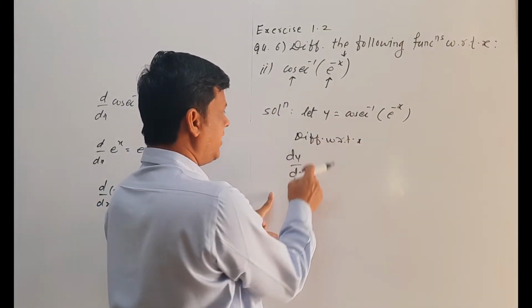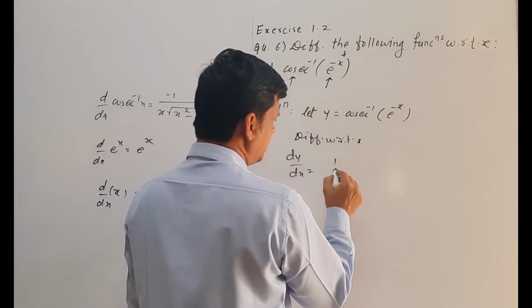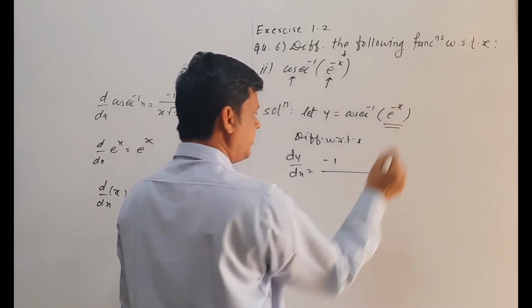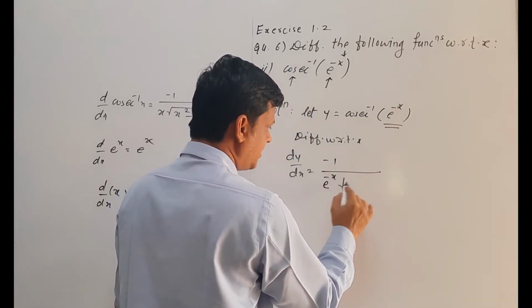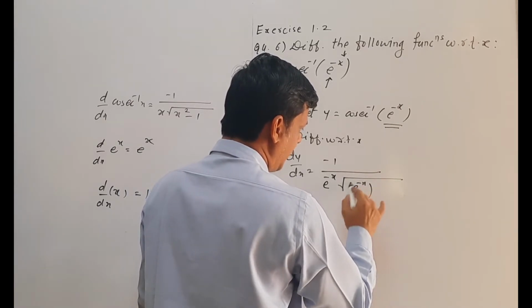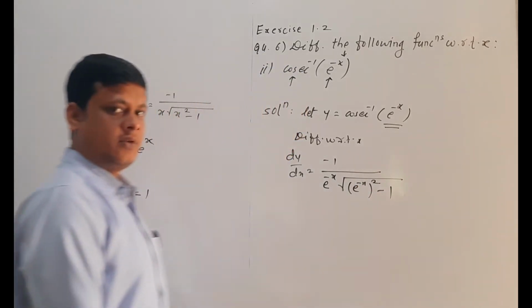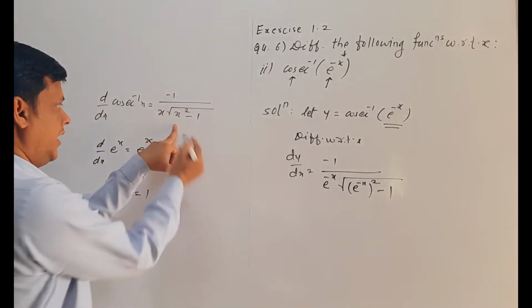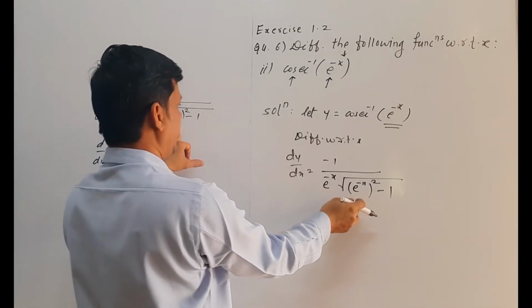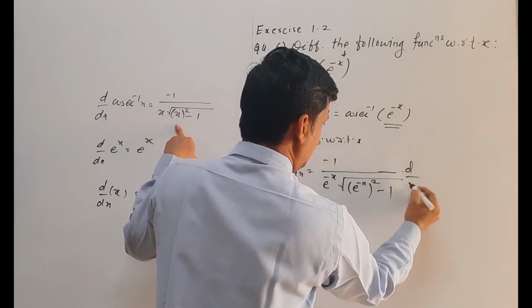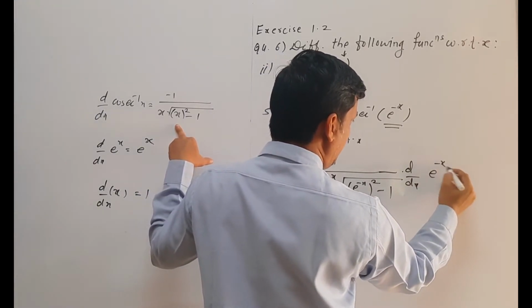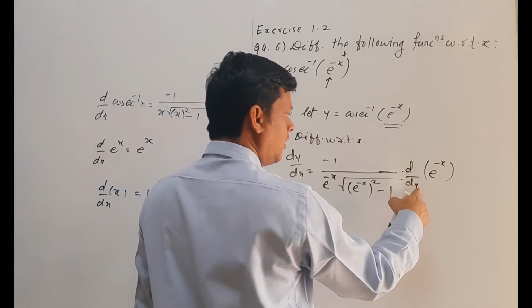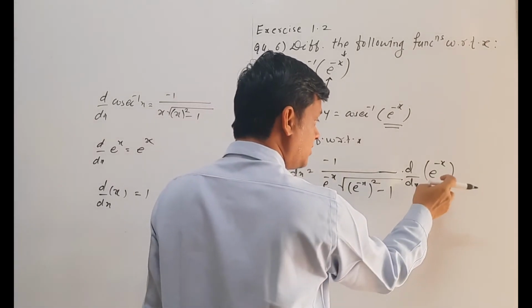So derivative of y we write dy by dx. Derivative of cosec inverse is minus 1 upon, in place of x we have the value e raised to the power minus x. So we write e raised to the power minus x in bracket, its square minus 1. So we use this minus 1 upon, in place of x we write e raised to the power minus x. Here also in place of x we write e raised to the power minus x into d by dx of e raised to the power minus x. This is the first derivative.